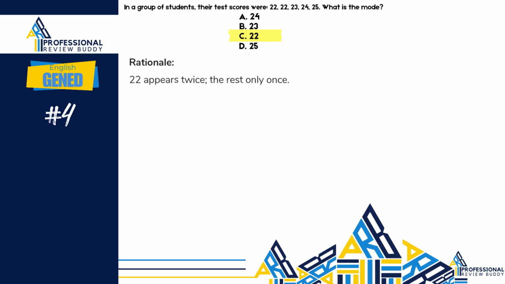In a group of students, their test scores were 22, 22, 23, 24, 25. What is the mode? Rationalization: 22 appears twice, the rest only once.